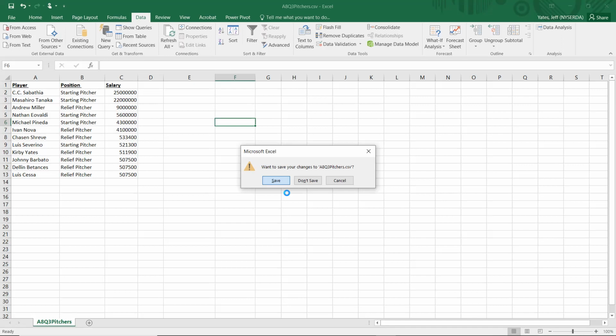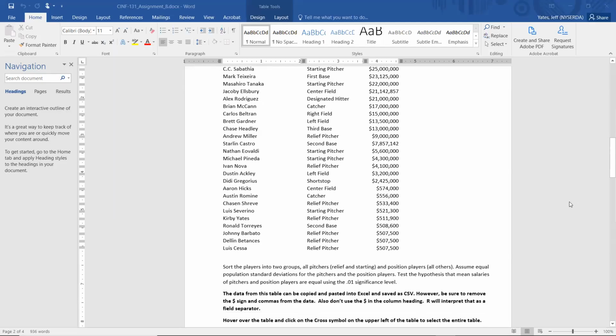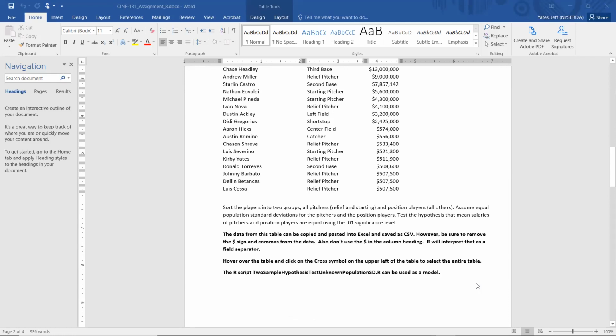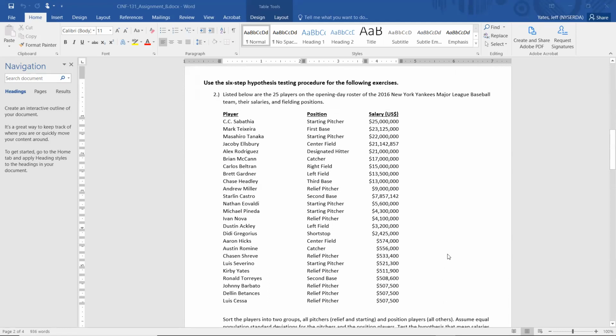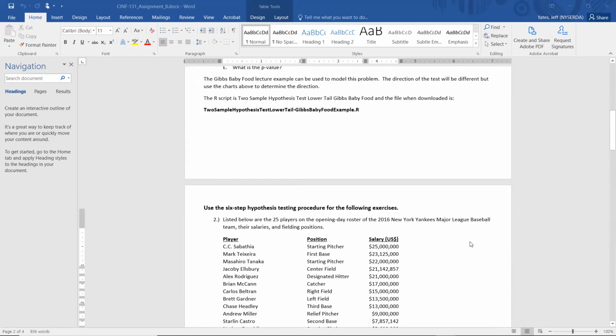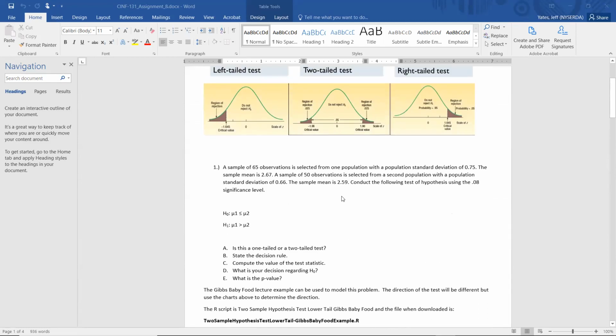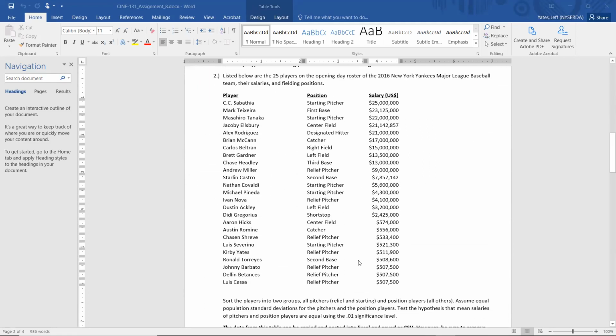So now come back to our problem. So now we've got two separate files we're going to work with. Sure, why not? Let's go back to our problem. So we did that. We sorted the players into two groups, all pitchers and all position players. So what we have to do, again, you were given that's actually Q2, not Q3. All right. You were given all of the analysis here. So you were given the means and the standard deviations and the populations here. Here, you are not. All right, so you're not given that here.